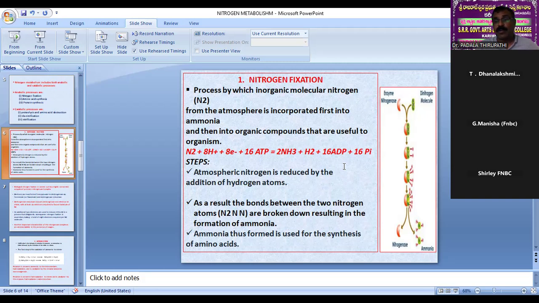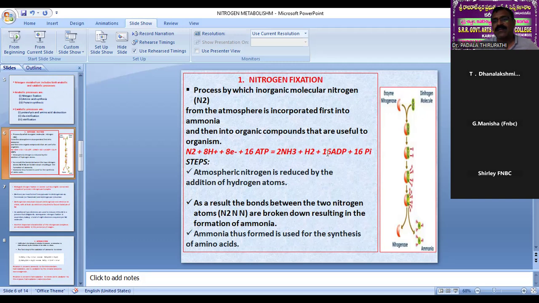breaking down of the 3 hydrogen bonds between 2 nitrogen atoms. The nitrogenase enzyme breaks down the 3 bonds between the 2 nitrogen atoms. Which enzyme? Nitrogenase enzyme. So nitrogenase enzyme is useful for breakdown of the bonds in between 2 nitrogen atoms.